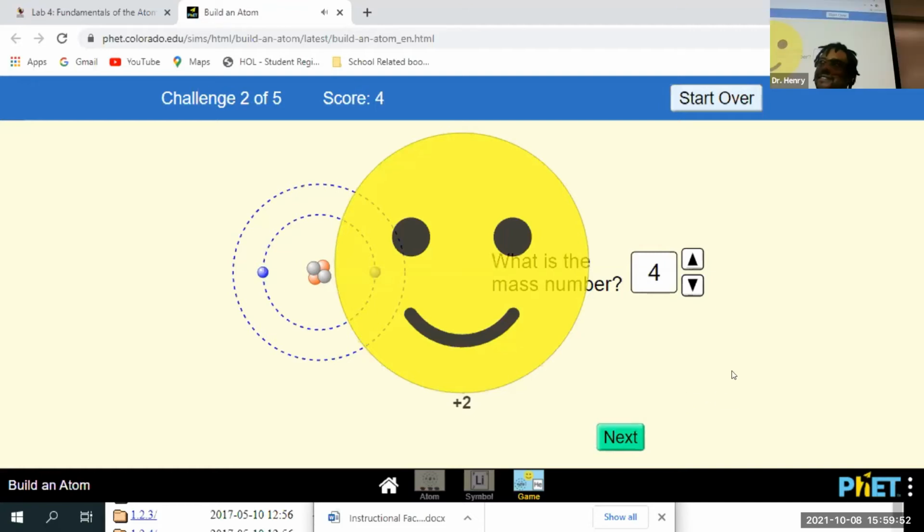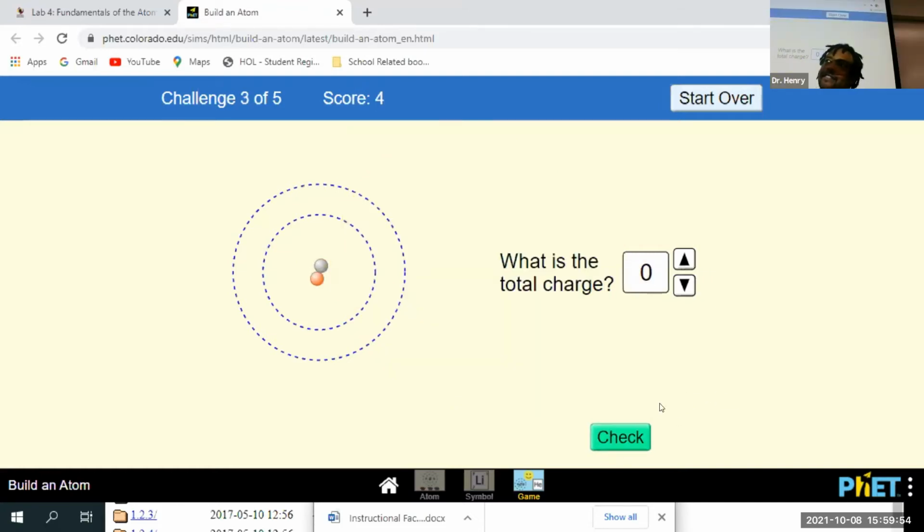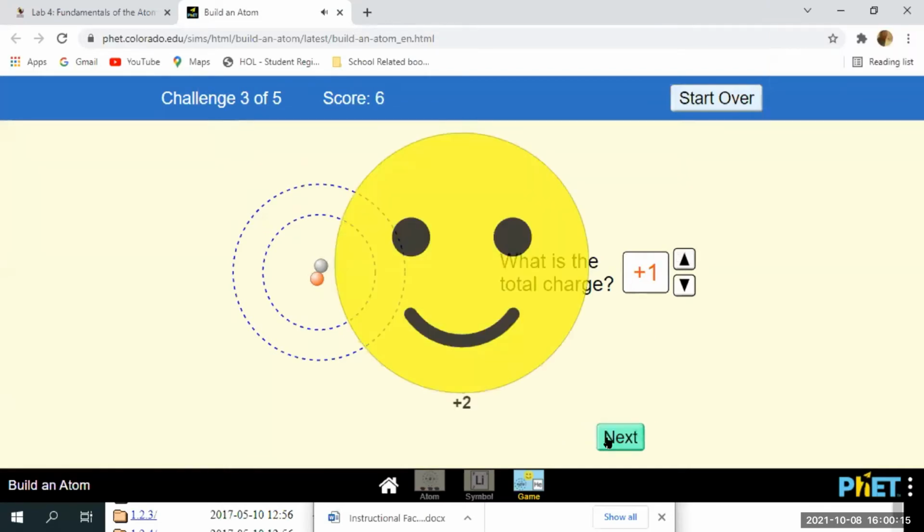Let's do one more. What is the total charge? We have a neutron and a proton. Is it positive 1? Yeah. Okay, that is correct. You guys are on fire.